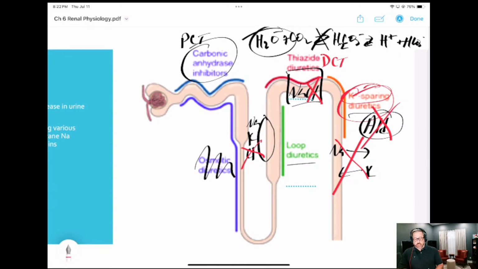Also, notice the distal convoluted tubule and the loop are the areas that have sodium reabsorption. That's why those channels are there. That's why the drugs we use attack those areas specifically, because that's where the sodium reabsorption occurs.